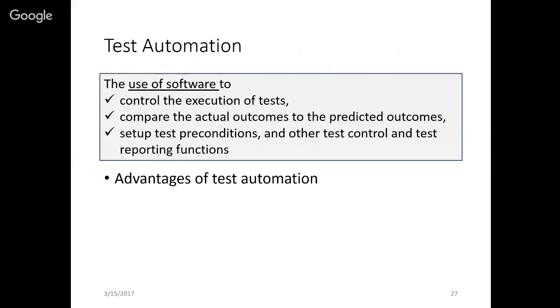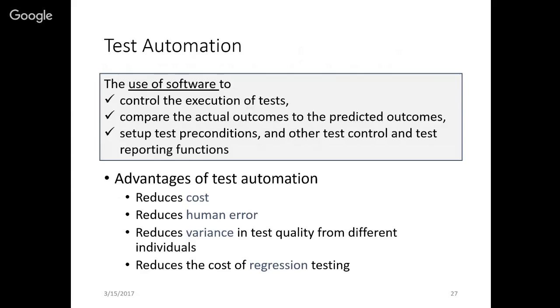Test automation is how you take the test cases that you created, put them in test suites, and make them into a script to be executed. We usually use software to automate this process, to control the execution of tests, compare the actual result, and set up the preconditions and postconditions. The advantage of test automation is to reduce cost, reduce human errors, reduce the variance in test quality, and also reduce the cost of regression testing.